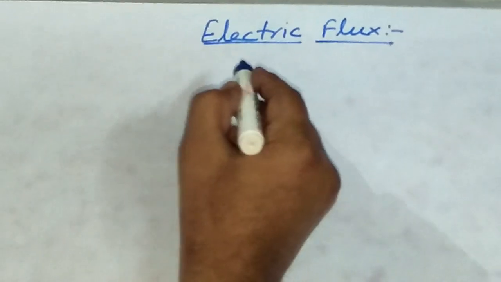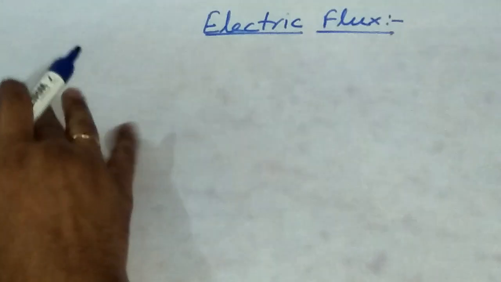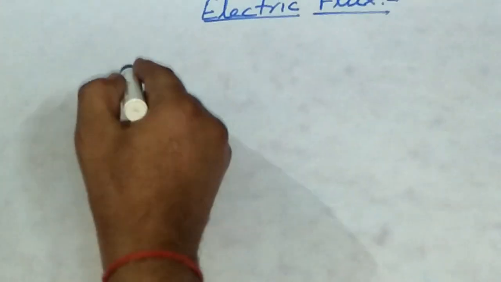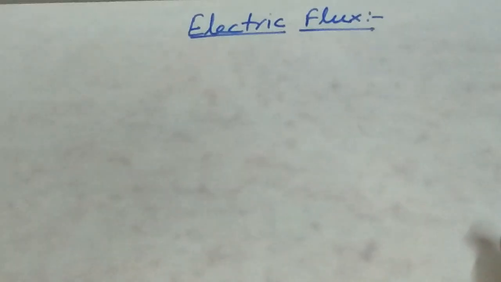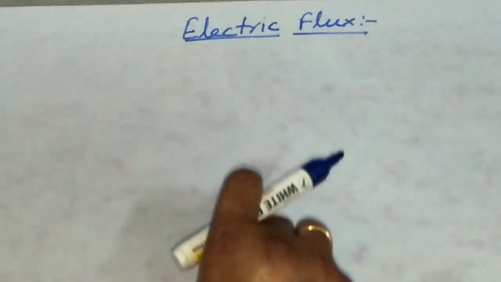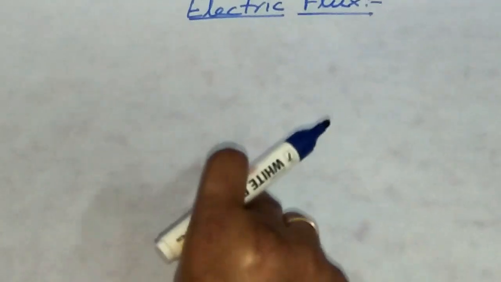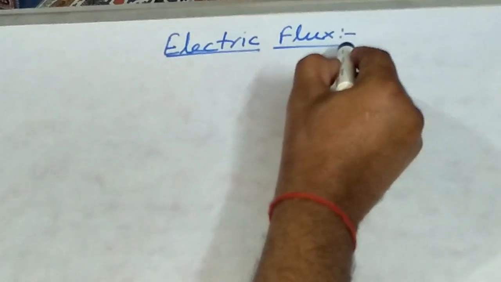For this purpose, I want to tell you, first thing, in an electric field, a large number of electric lines of force exist. Suppose in this whole whiteboard an electric field exists, then you can say there is a large number of electric lines of force in the plane of this board. Only one thing you remember, electric lines of force exist in an electric field, like magnetic lines of force exist in a magnetic field. So here, what is the electric flux?